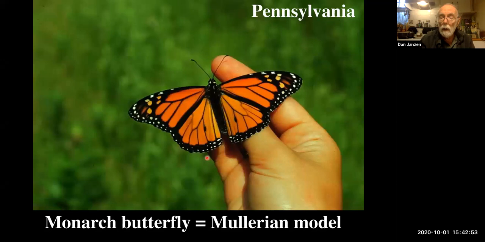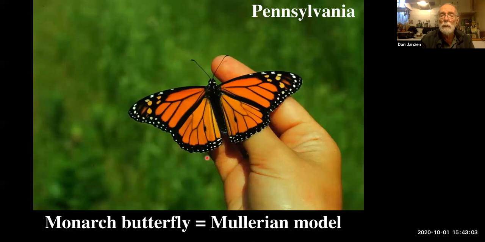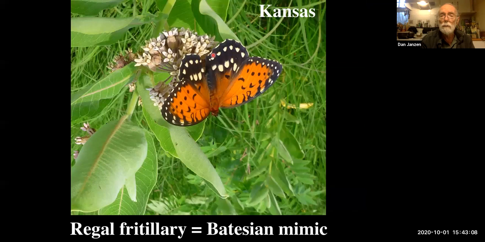Now, look at that. Look at Dr. Ford. What do you see? Orange in the middle, black and white around the edges, and a big chunk of white out in here. Here it is. Here's this one. It's just upside down. This is another butterfly, a northern butterfly, no relatives in the tropics, that's evolved that same color pattern following the monarch.